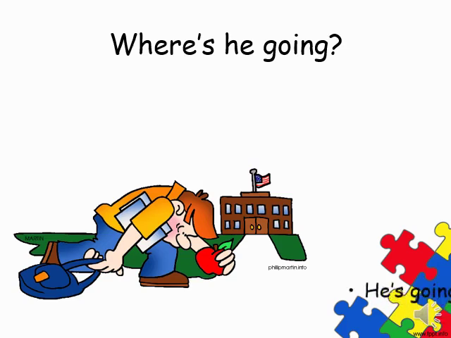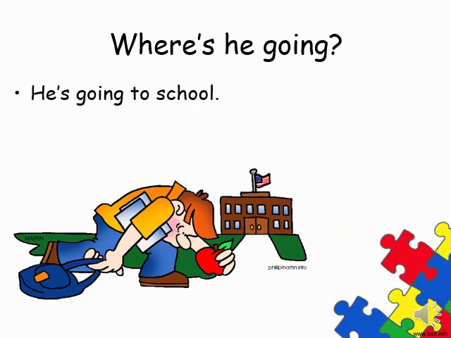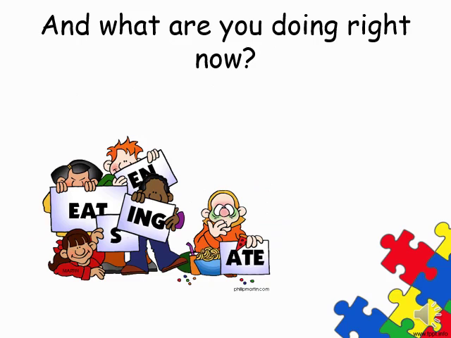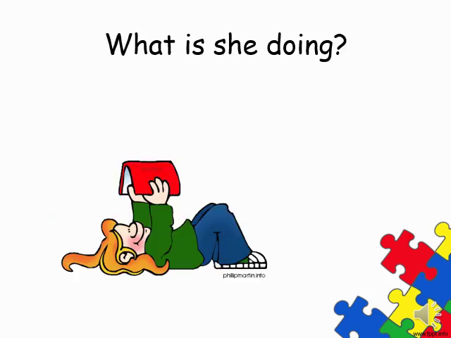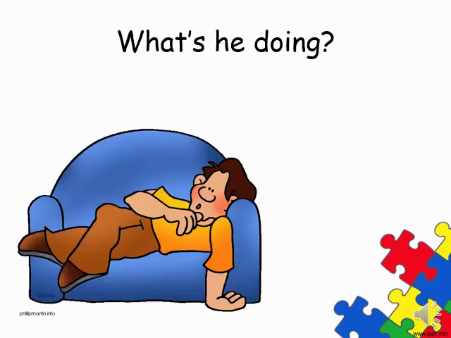Where is he going? He's going to school. What are you doing right now? We are studying English grammar. What's she doing? She's reading a book. What's he doing? He's watching TV.